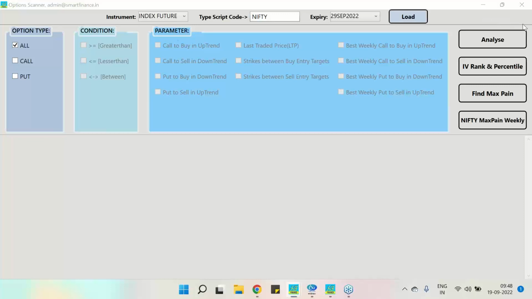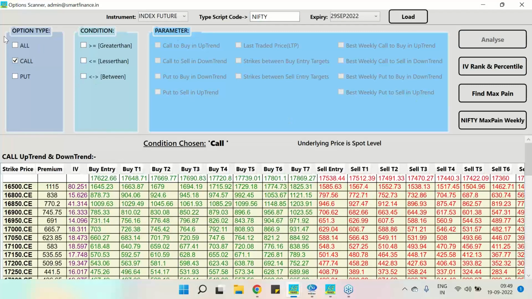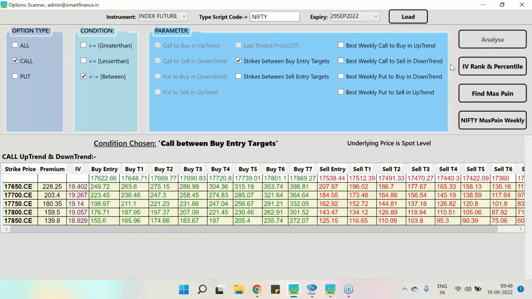Yeah, I'll be selecting the option type. So, call. Before that, okay, I'll analyze it. Yeah, got it. Now the call condition. I'm putting between, and then the parameter strike between buy entry and targets. So I've selected that, and now I'm going to analyze.